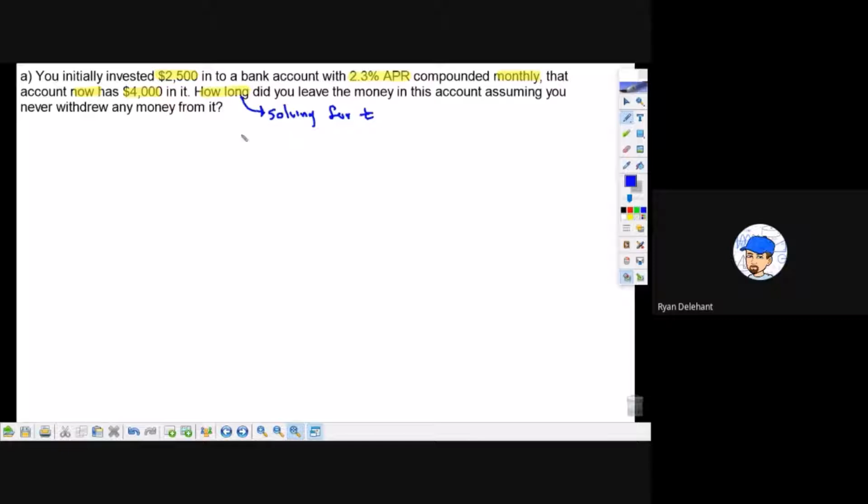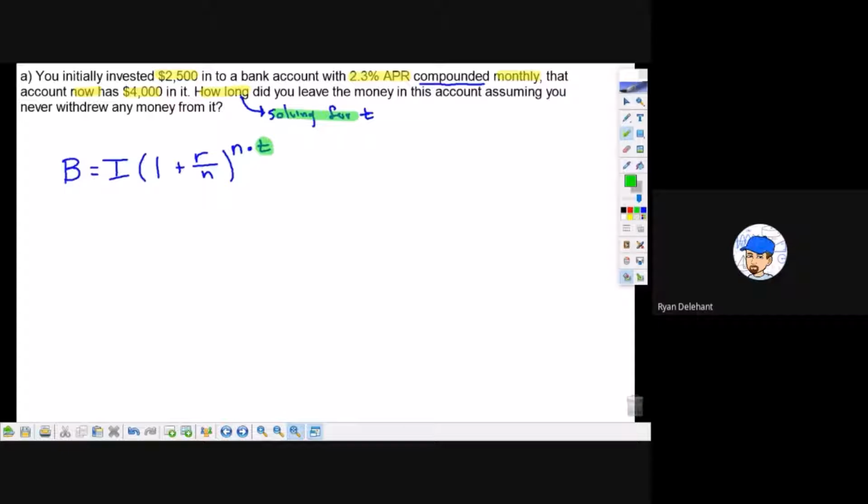All right, so how long means that we're going to be solving for t. So what we need to determine is what type of growth is this? And we know it's growth because we started with 2,500 and now we have 4,000. So we kind of got to identify everything here. So we have compounded monthly. So that means that the equation we need to use is our balance is our initial times 1 plus the rate over that n value, all to the power of n times the time. And because we know we're going to be solving for t, that's the only thing that's going to be left as a variable.